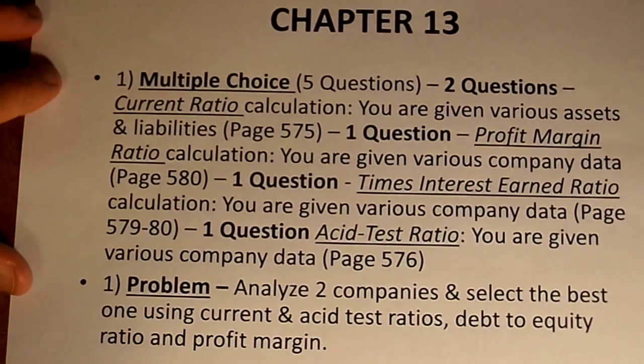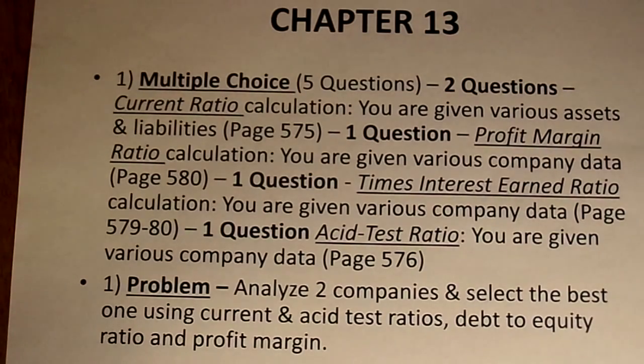The test covers chapters 13 through 17, and on chapter 13 there are going to be 5 questions. 2 will deal with the current ratio calculation. You're given various assets and liabilities. A third multiple choice question deals with profit margin, and you're given various company data. 1 question deals with the times interest earned ratio, and you're given various company data. 1 question deals with the acid test ratio, and again, you're given various company data. And I've given you some page references to your textbook if you want to study up on these things.